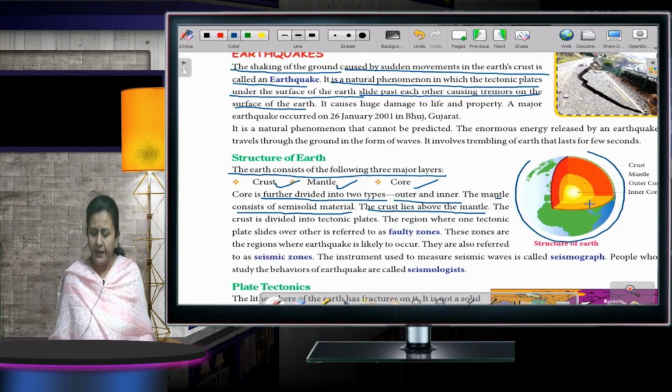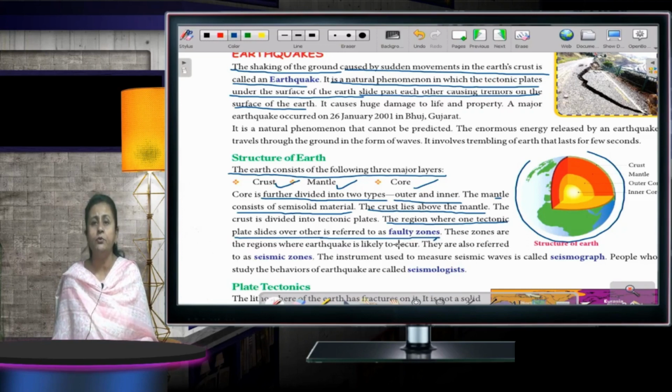Okay. And here it is given: the regions where one tectonic plate slides over another are referred to as fault zones. Wherever the tectonic plates are moving, that area will be more prone to earthquakes. Those zones are known as fault zones. These zones are the regions where an earthquake is likely to occur. They are also referred to as seismic zones.